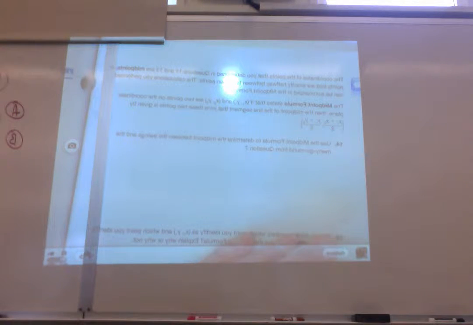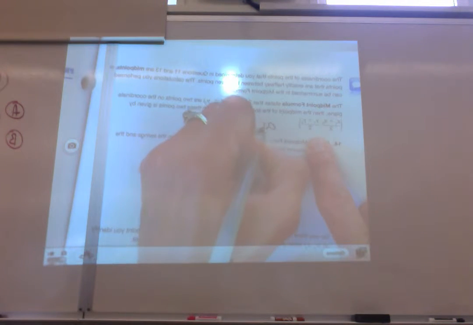The coordinates of the points that you determined in questions 11 and 13 are midpoints, or points that are exactly halfway between two given points. The calculations you perform can be summarized in the midpoint formula. The midpoint formula states that if (x1, y1) and (x2, y2) are points on the coordinate plane, then the midpoint of the segment that joins these two points is given by (x1 plus x2) divided by 2 and (y1 plus y2) divided by 2. Okay, we figured that out.